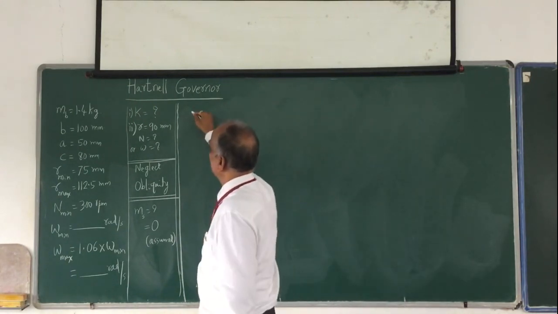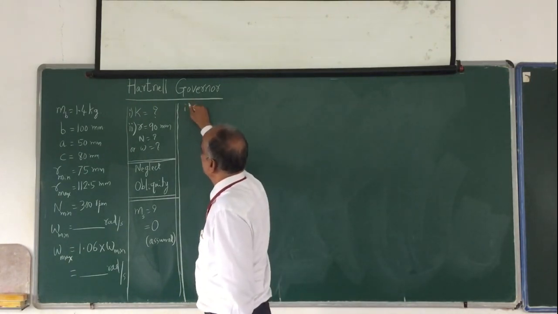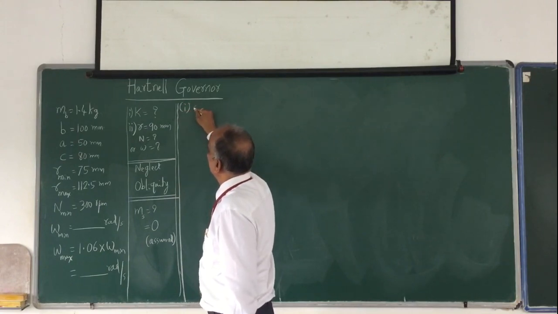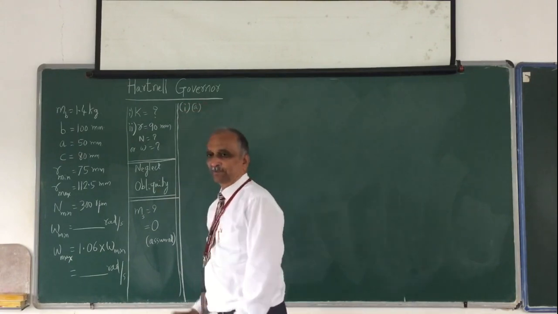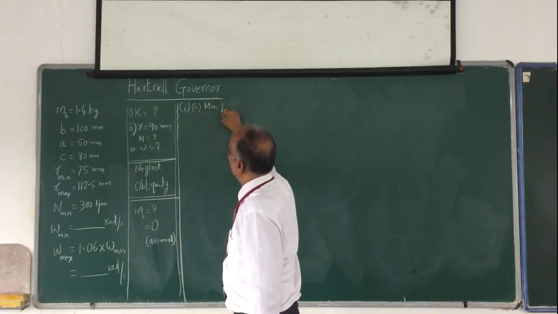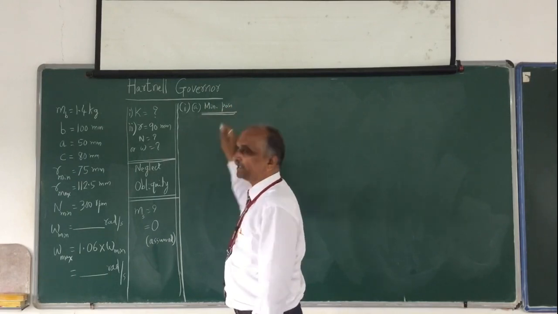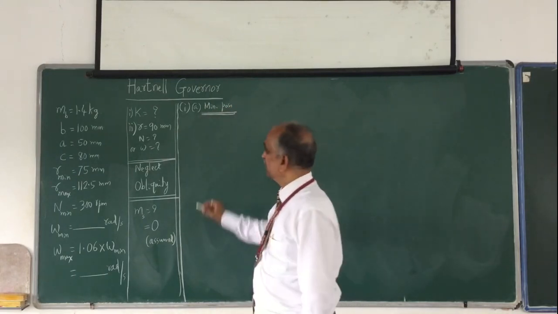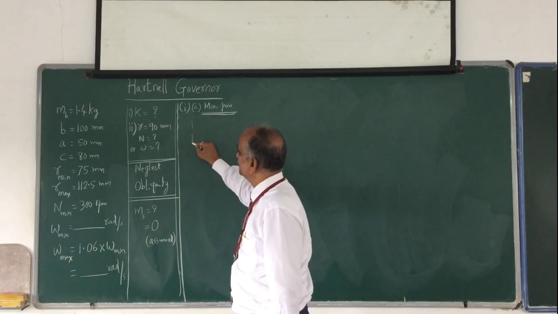So now first I shall do it. What is the first one? I shall try to answer. In that, the first case, minimum position. I shall call it minimum position. The sleeve is at its lowest position. Okay, let me make this sketch. So this is the spindle axis.